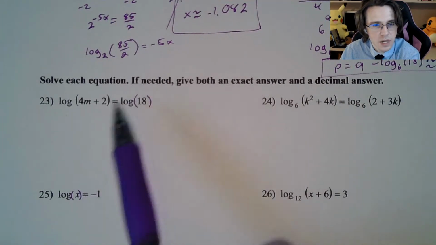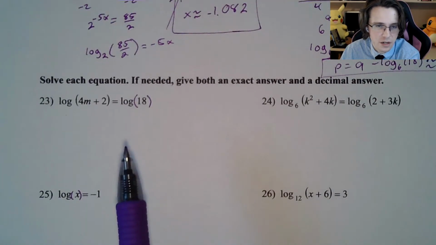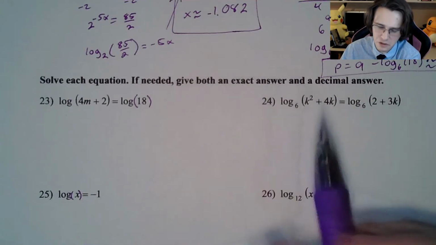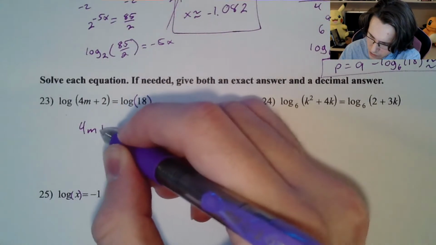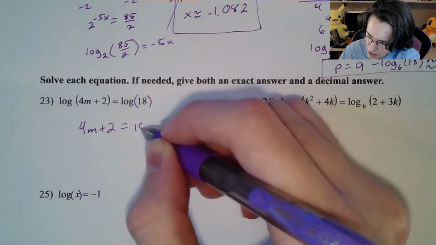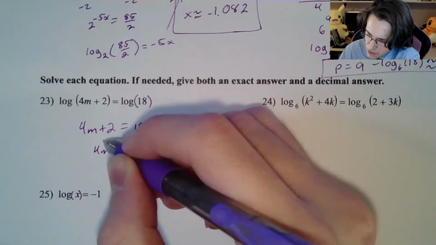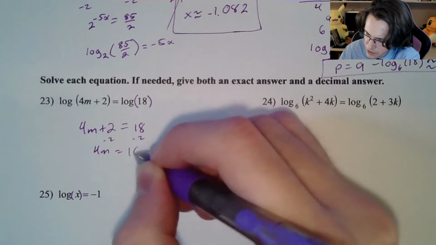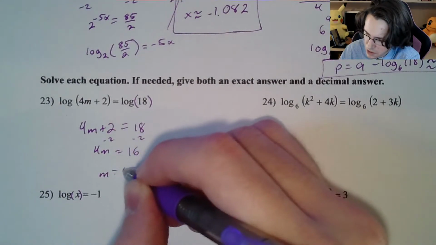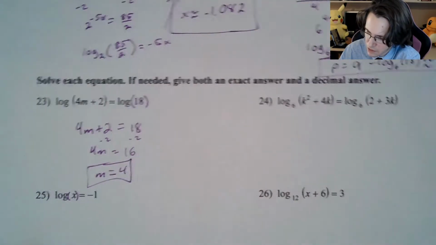Because we have a log on both sides, and when everything is in a log on both sides, we can pretty much just cancel them out. So we got m plus 4m plus 2 equals 18. We're going to subtract 2 on both sides. Pretty basic stuff there. Divide both sides by 4. All right, kind of a freebie.